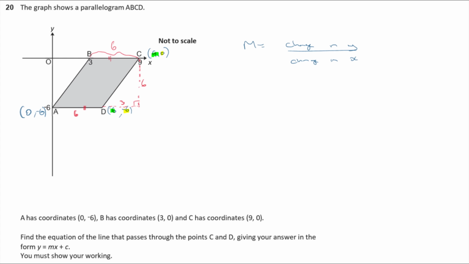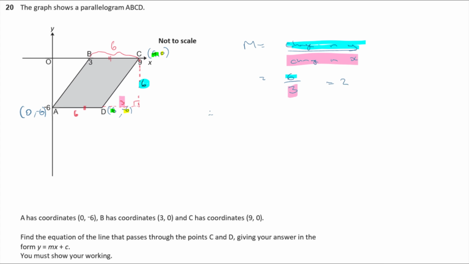So subbing that into my formula, the change in y, that's going to be my 6 there. That's the change in y. And then the change in x, that's going to be the 3 there. Okay? So 6 divided by 3. What's that? 6 divided by 3, well, that's just 2, isn't it? Okay, so that means the gradient of my line is 2, m is 2.